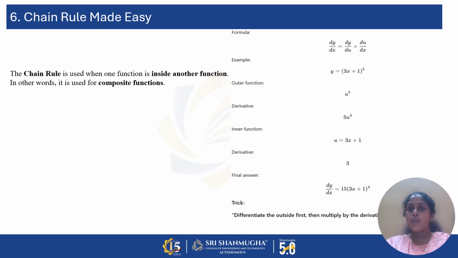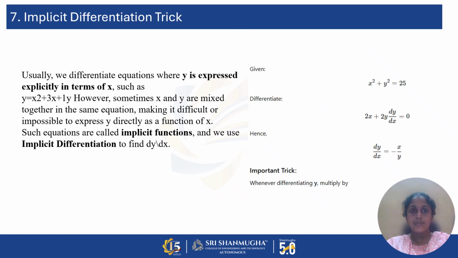For example, if I take y equal to 3x plus 1 the whole power 5, the outer function is u power 5. Now the derivative is 5u power 4, and the inner function is u equal to 3x plus 1. When I differentiate this 3x plus 1, I get 3. So the final answer is dy by dx equal to 15 into 3x plus 1 the whole power 4. So differentiate the outside first, then multiply by the derivative.